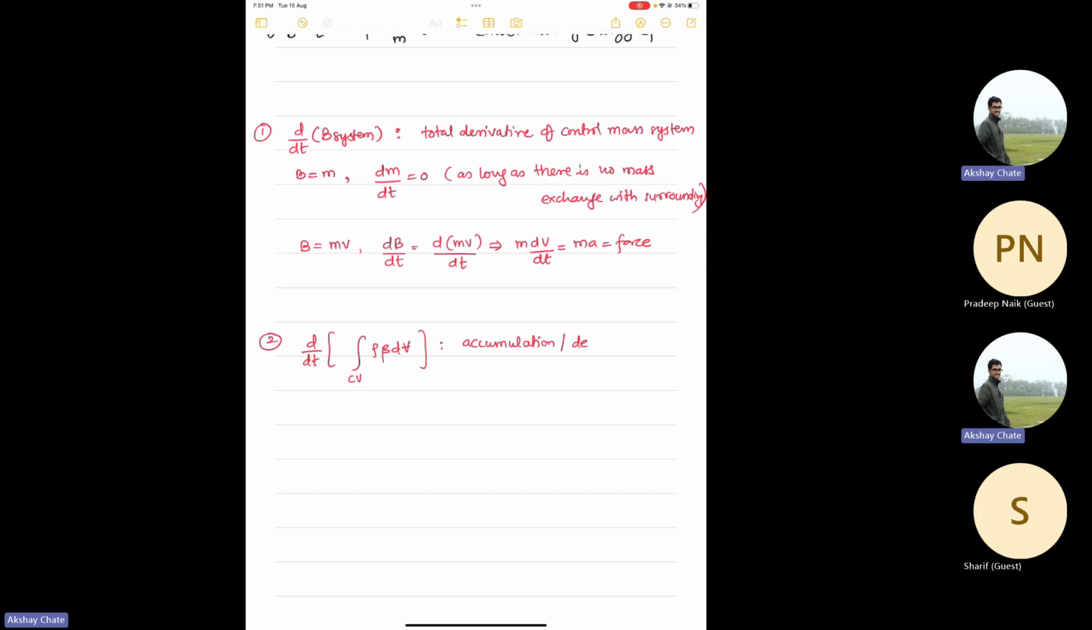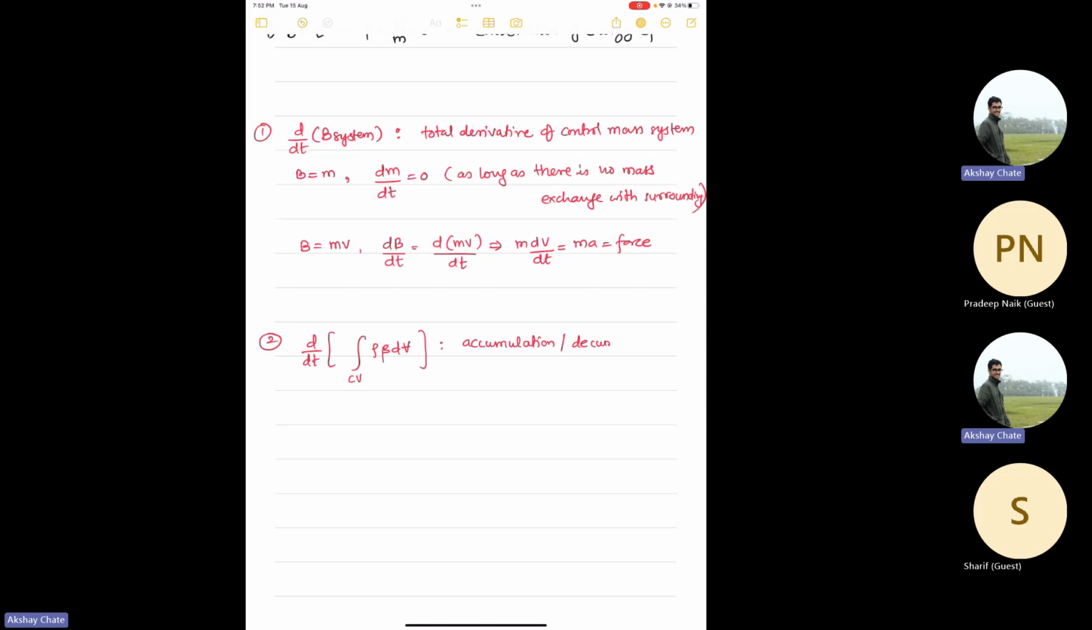What is the opposite word of accumulation? One second. So deaccumulation is okay, sir. Yeah. I'll just check once. Yeah, decumulation. Decumulation is the opposite word.